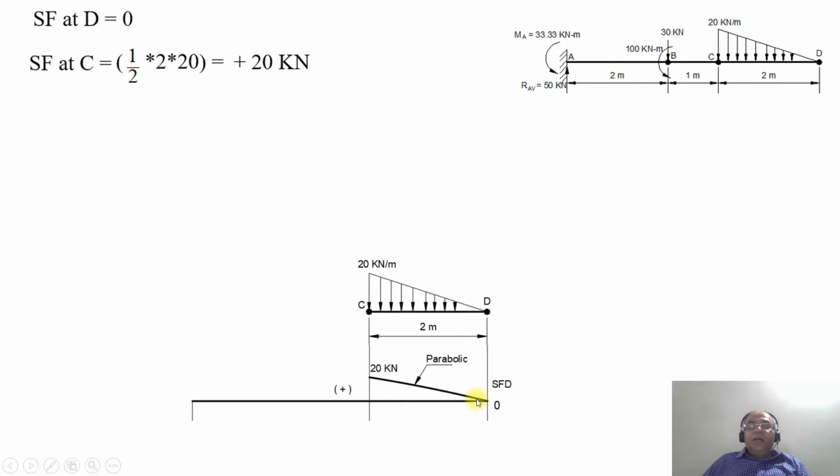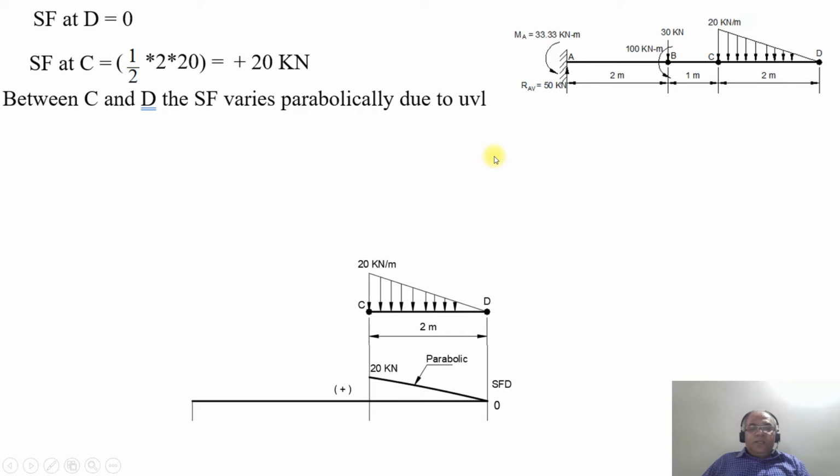What is the curve? The curve is parabolic because it is the area of the triangle, that is meter square, since the power is 2, therefore it is going to be a parabolic curve. So between C and D, the SF varies parabolically due to UVL.